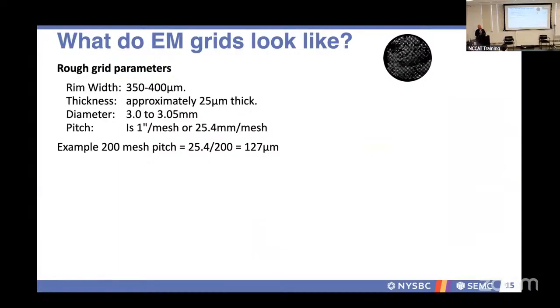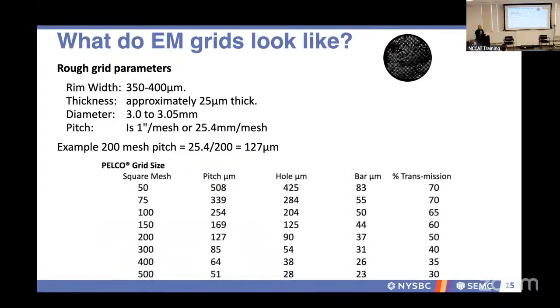Something also to keep in mind when we're talking about mesh, these grid squares, the squares you see on the grid, 200 mesh grids don't mean that there are 200 squares on that grid. It's sort of a measure of pitch. So that's 1 inch over the mesh. Common grids you might see for single particle analysis are on the order of 300 or 400 mesh. Maybe for tomography, you're closer to 200 because you're going to be tilting your sample. You don't want the grid bars to be in the way as you tilt your sample.